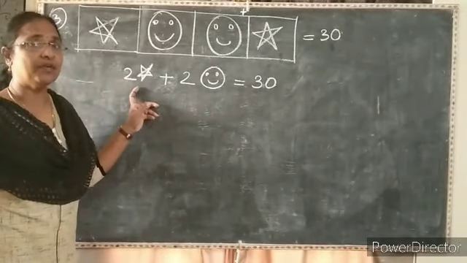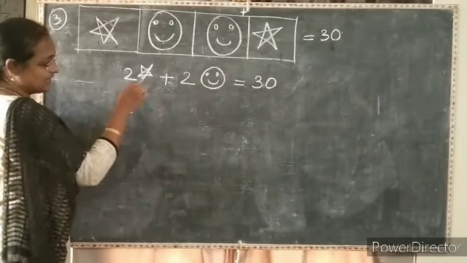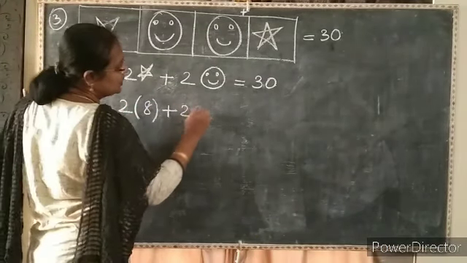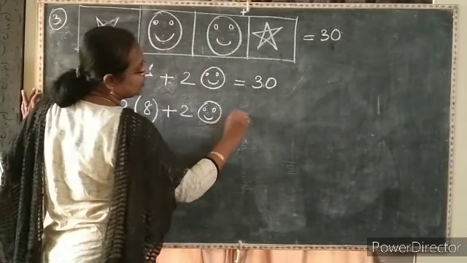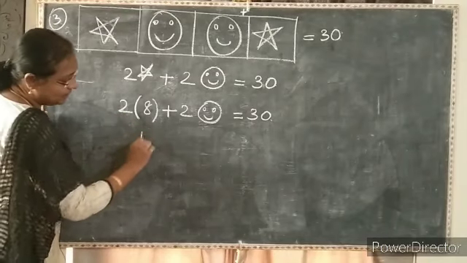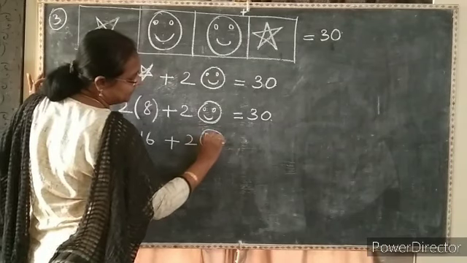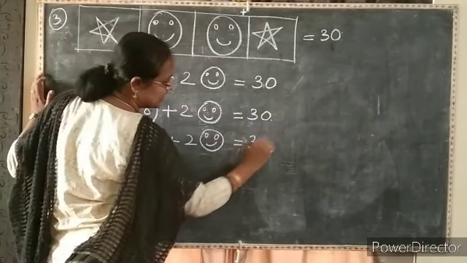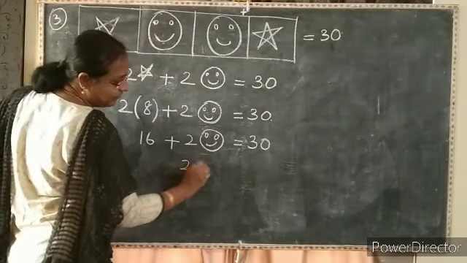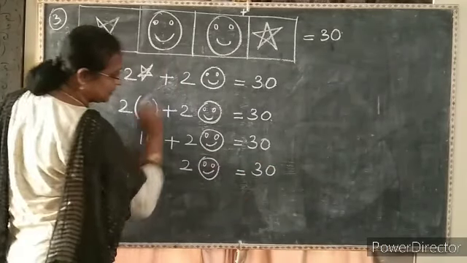Now I found the value of 1 star in the previous section. How much? 8. So instead of star, I am going to write what? 8. Okay. Plus 2 smileys is equal to how much? 30. Okay. Now 2 into 8. 2 8s are how much? 16. So now 16 plus 2 smileys. Yes or no? Equal to how much? 30. Now I need the value of what? Smiley here. So I am going to keep only the smiley on the left hand side. Now I am going to take this 16 to the right hand side.